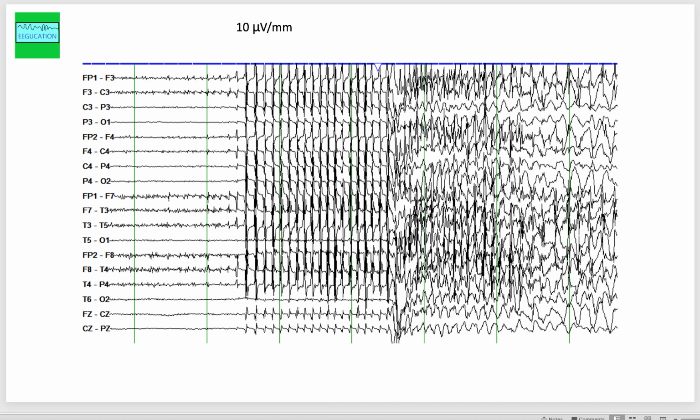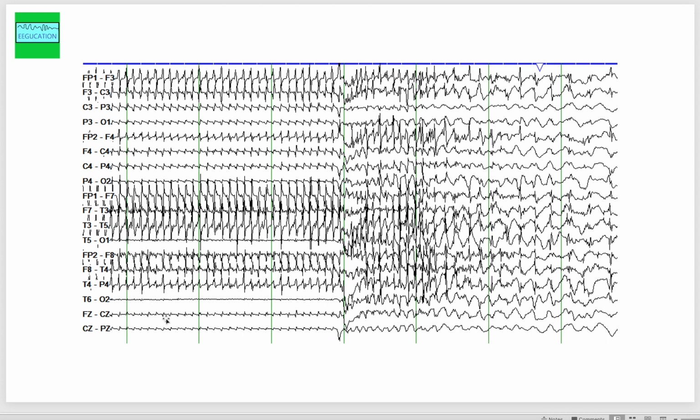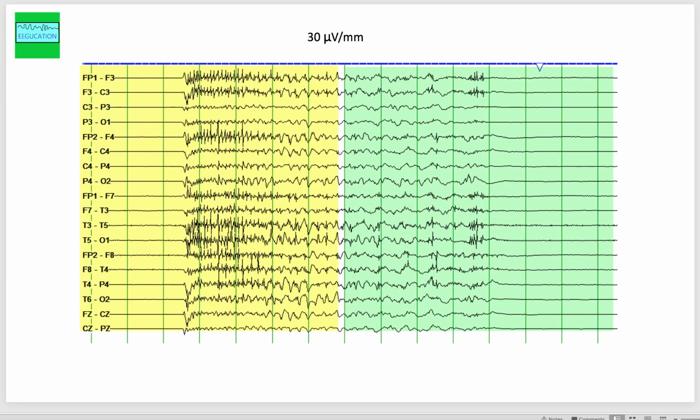This is basically this EEG, I'm just showing you on lower gain. So this is at 30 microvolts per millimeter, and you can see this rhythmic tremor artifact leading into the epileptic seizure. This is another good example. These are the tremors that are there in the first half of the page leading into a seizure in the next half of the page.